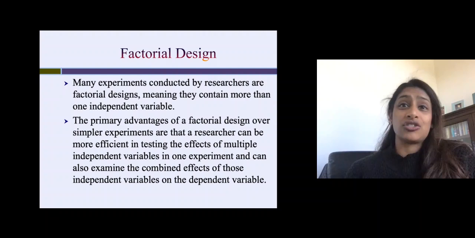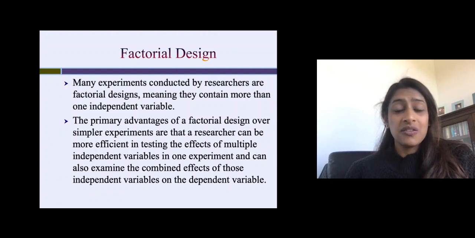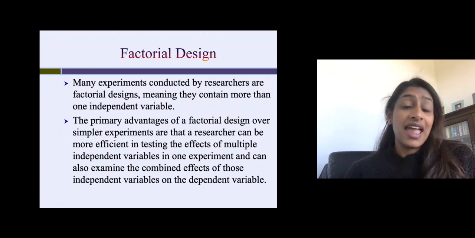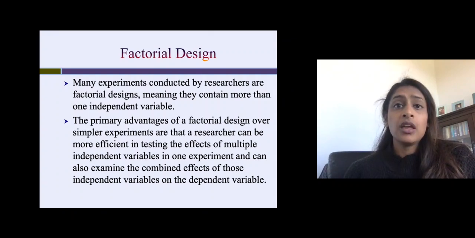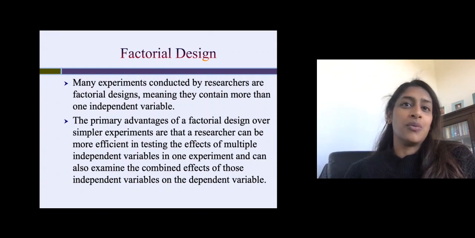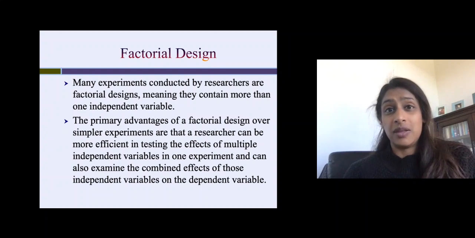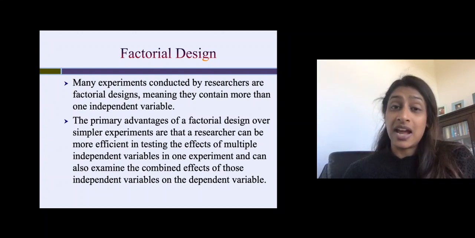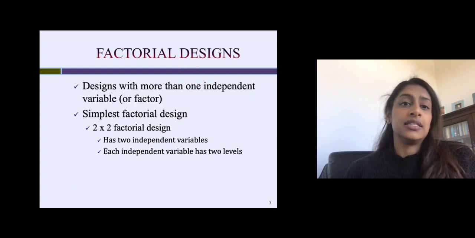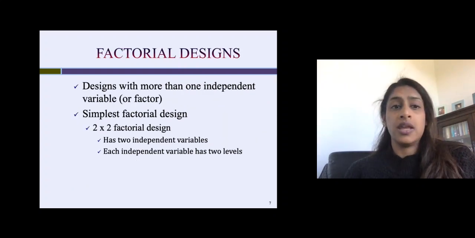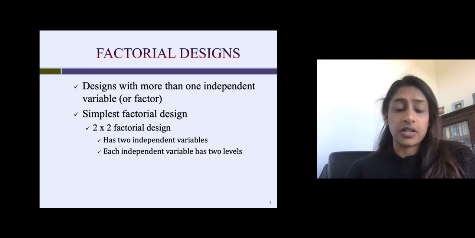And this actually is much more efficient for us as researchers, and it can produce really unique pieces of information. So we can actually look at the relationship between both of our independent variables together because now they're in the same study. So a factorial design is a design with more than one independent variable or factor.